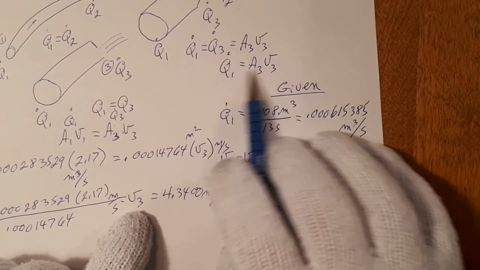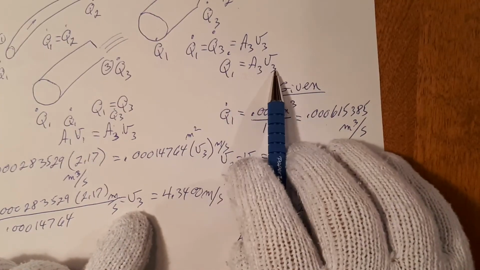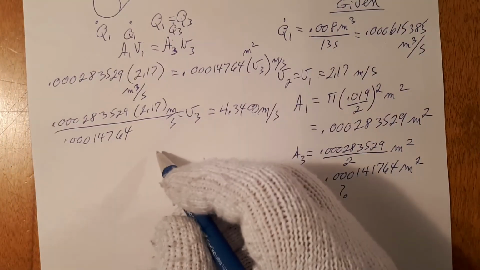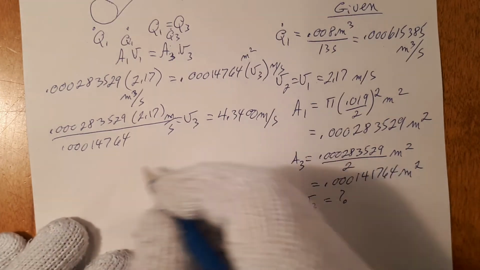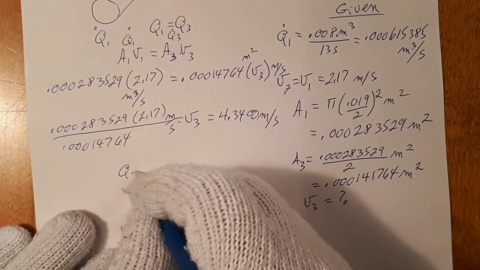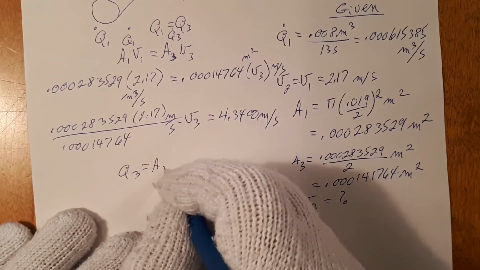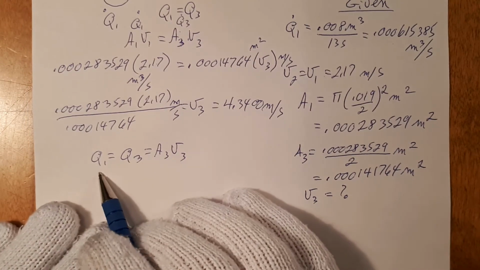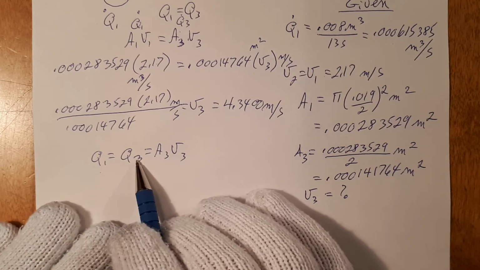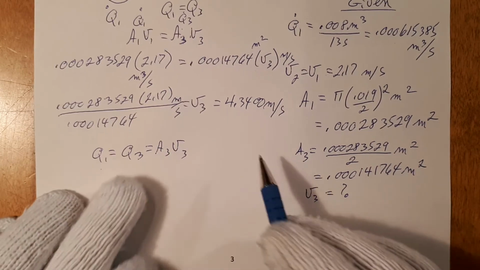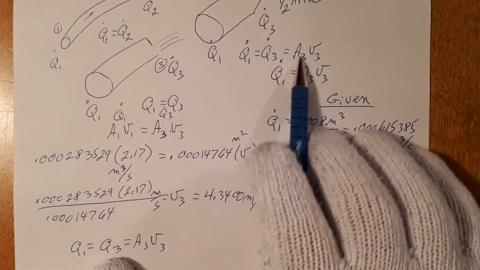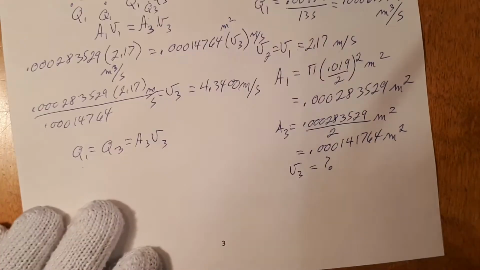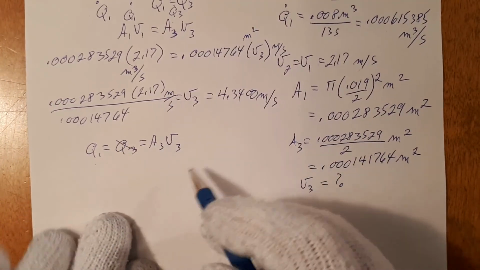Using this equation, we can solve the same thing using this one, a little bit shorter. And we'll call this Q3 is equal to A3V3. Volume flow rate in has to equal the volume flow rate out, which is equal to A3V3. We went through all of that up here. So we can reduce this to this little portion.